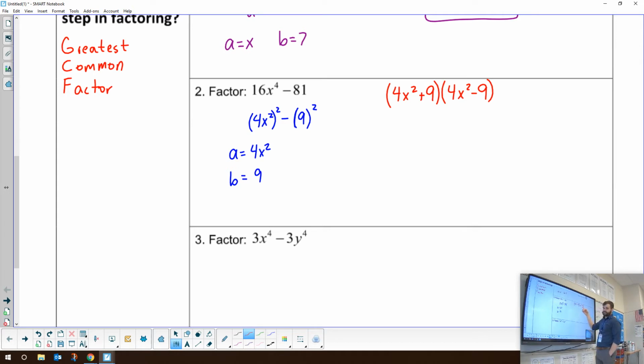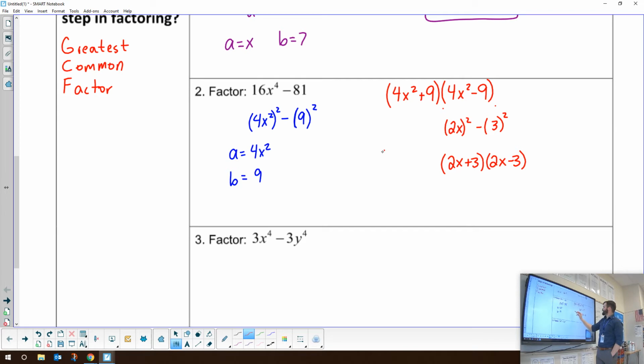4x squared is a perfect square, right? We could rewrite this as 2x squared. Minus 9 is a perfect square too. We could rewrite that as 3 squared. So once again, I have a difference of squares. I am minusing my squares. So I can write this out as 2x plus 3 times 2x minus 3. That's what this equals.